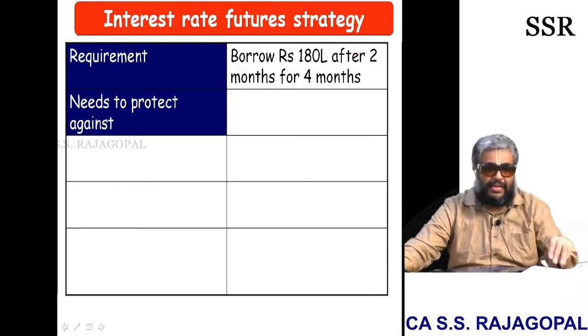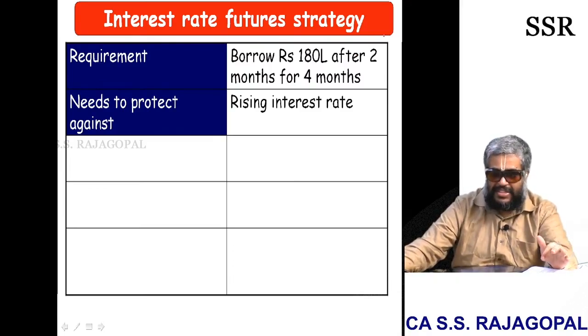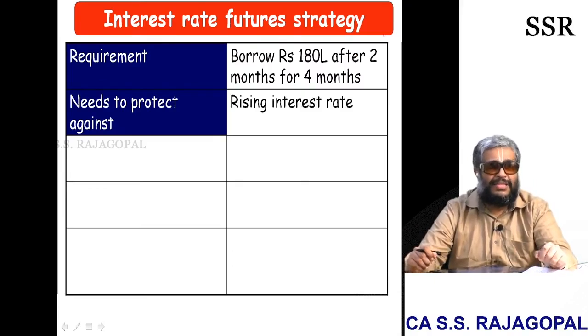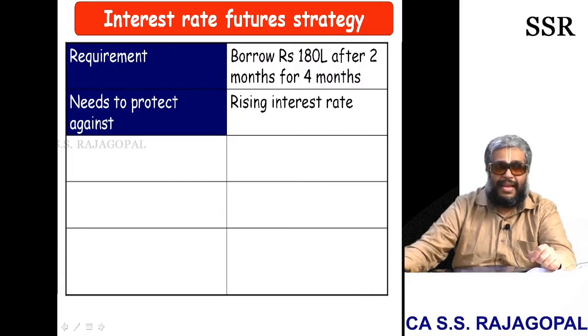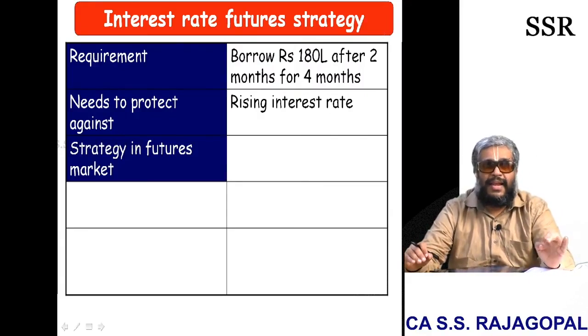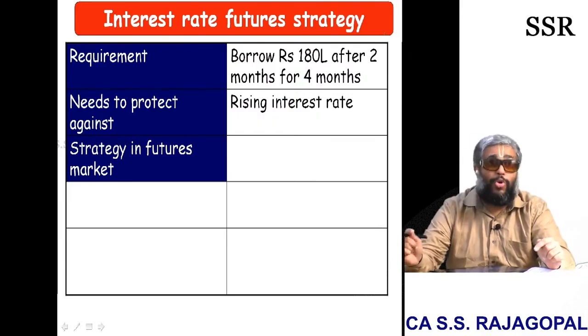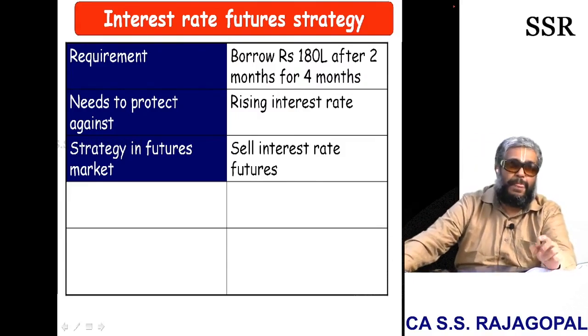Needs to protect against. I should protect against what? Rising interest rate. Needs to protect against rising interest rate. Can I proceed? Next, strategy in futures market. I should go for buy futures or sell futures? Sell futures, because if I sell futures at some price today, 93.1, when the interest rate increases, I'll be giving a counter buy at a much lower price. I'll be making a profit or not? So it is going to be sell interest rate futures. This is the only change.